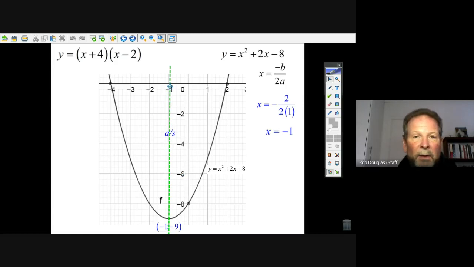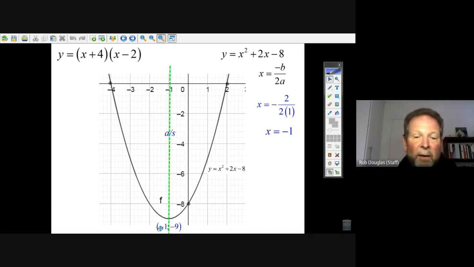But how did I get this axis of symmetry? Well, it's easy. By symmetry, the axis of symmetry is in the middle of the x-intercepts. All you have to do is go minus 4 plus 2 and divide by 2. Find the average, find the middle. The middle of 2 and minus 4 is minus 1. Minus 4 plus 2 is minus 2, divided by 2 is minus 1. And x equals minus 1 is the axis of symmetry.